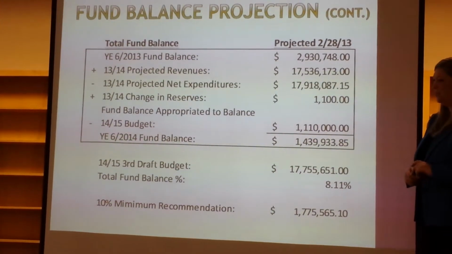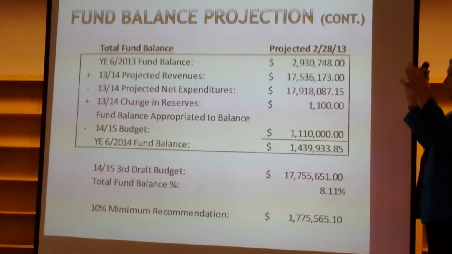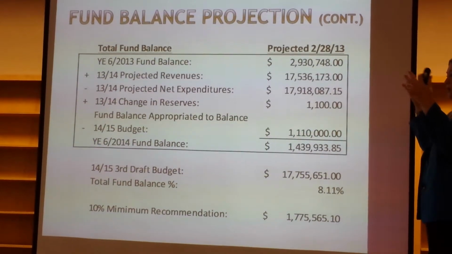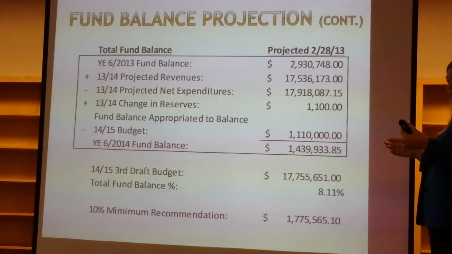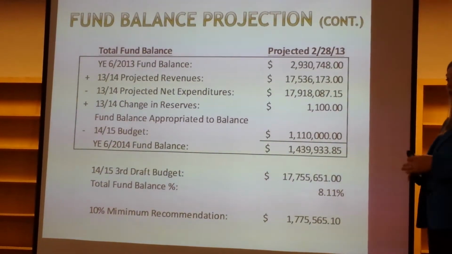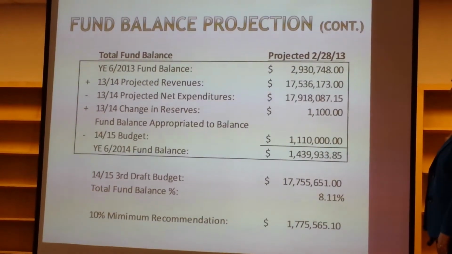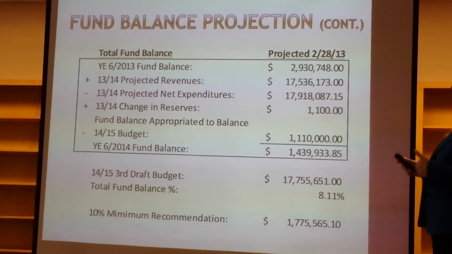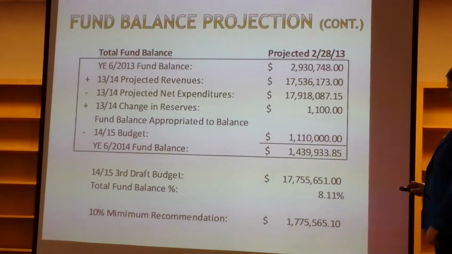Anyone have any questions on that? I know it's very complicated. It really is just taking what you ended with last year, adding in the monies you received, subtracting out whatever you spent, and we had a deficit that we were plugging the hole with, and then seeing where you end up. We want to be at 4% unappropriated and a minimum 10% total, and we're not quite there.